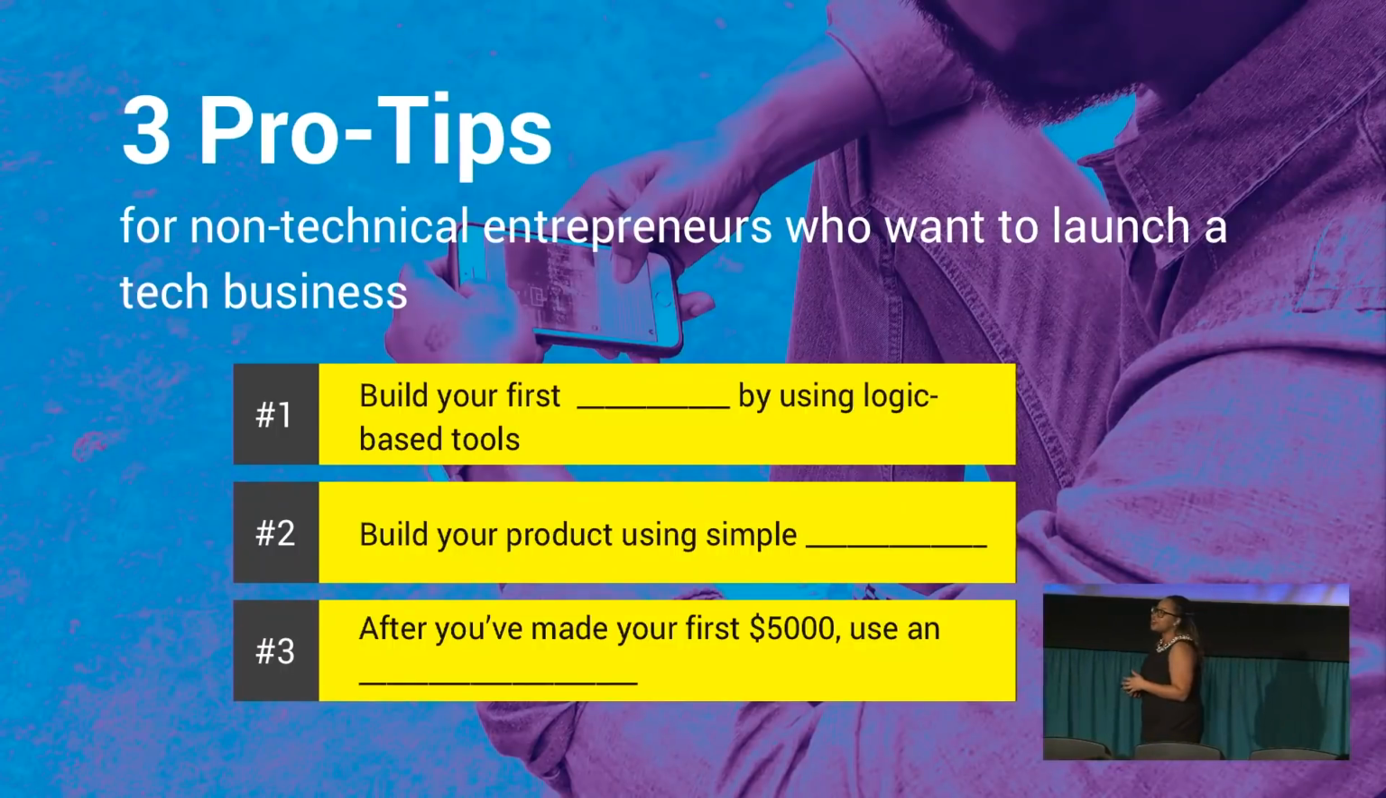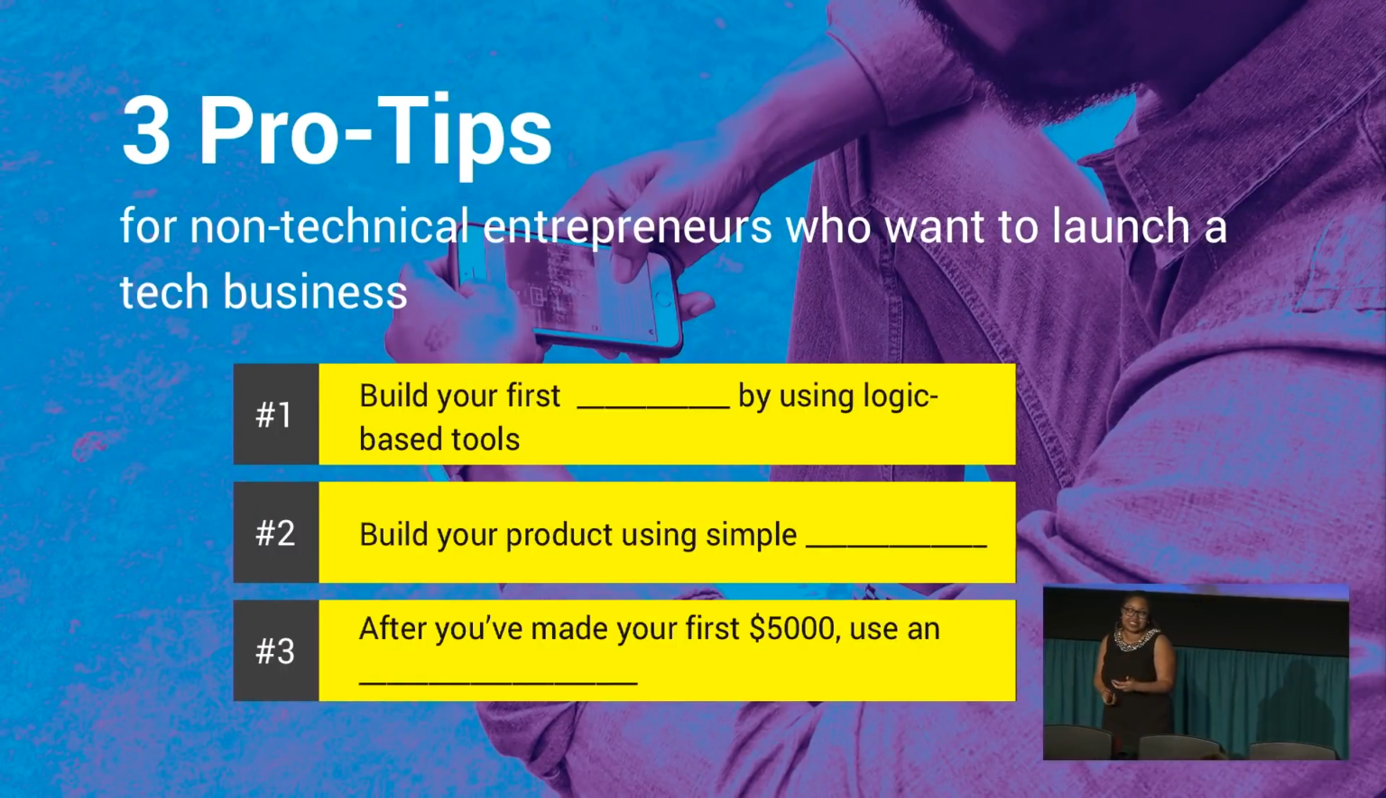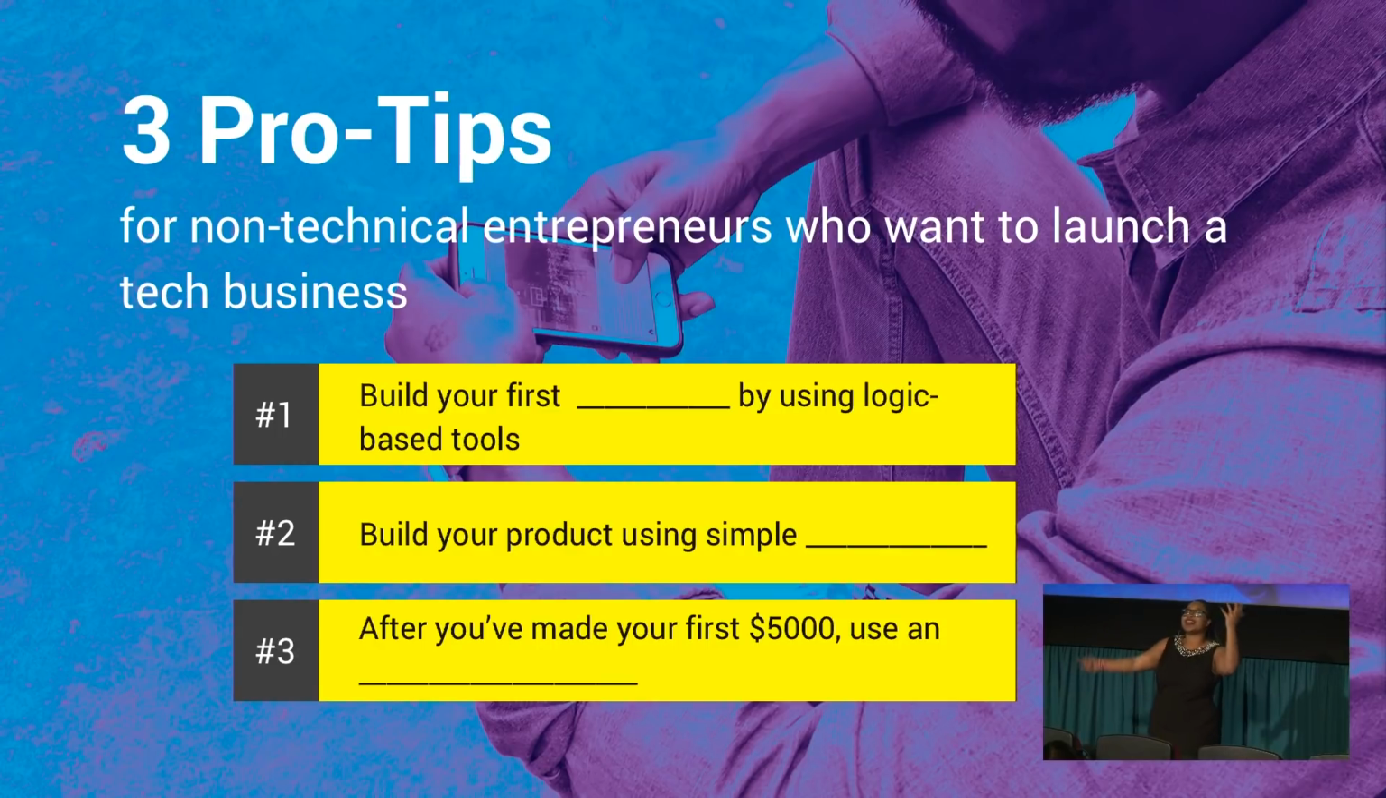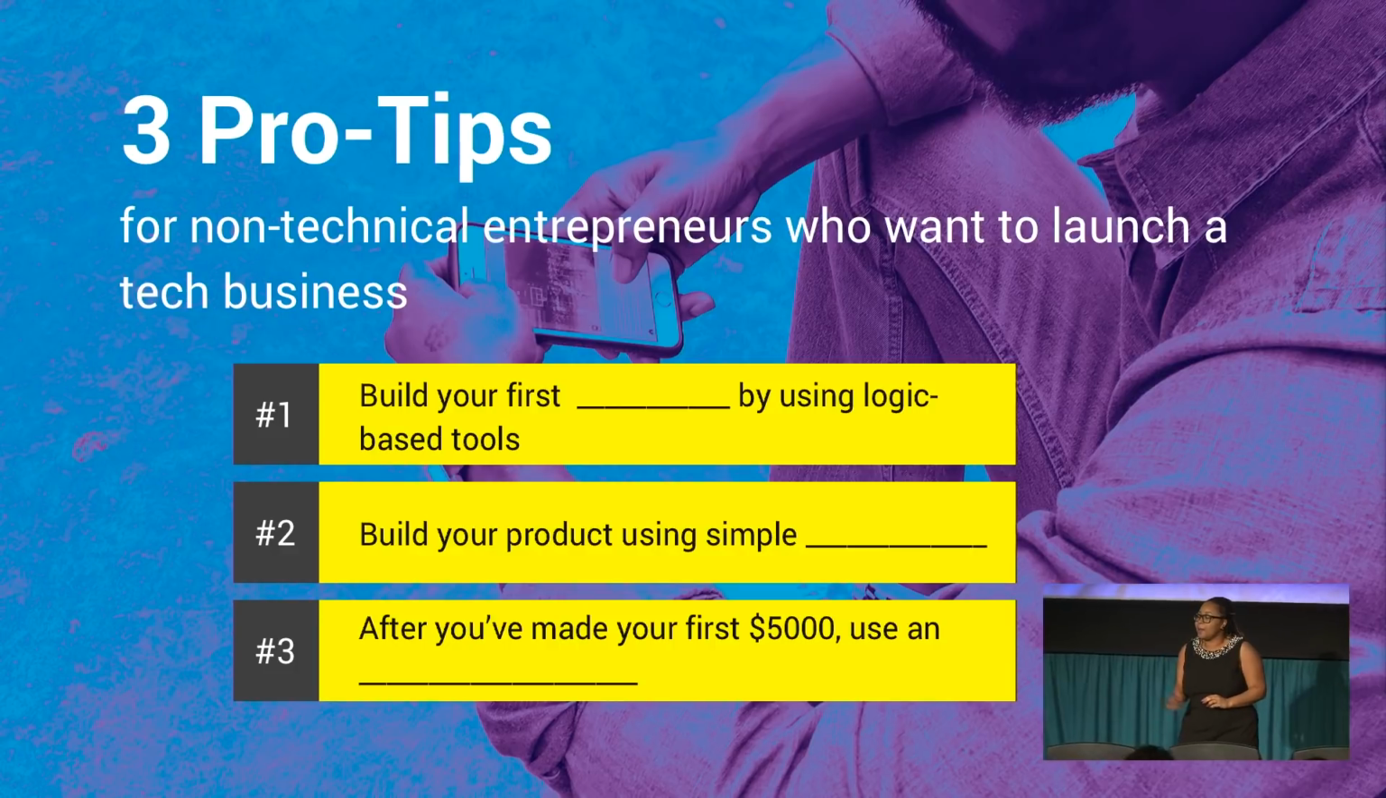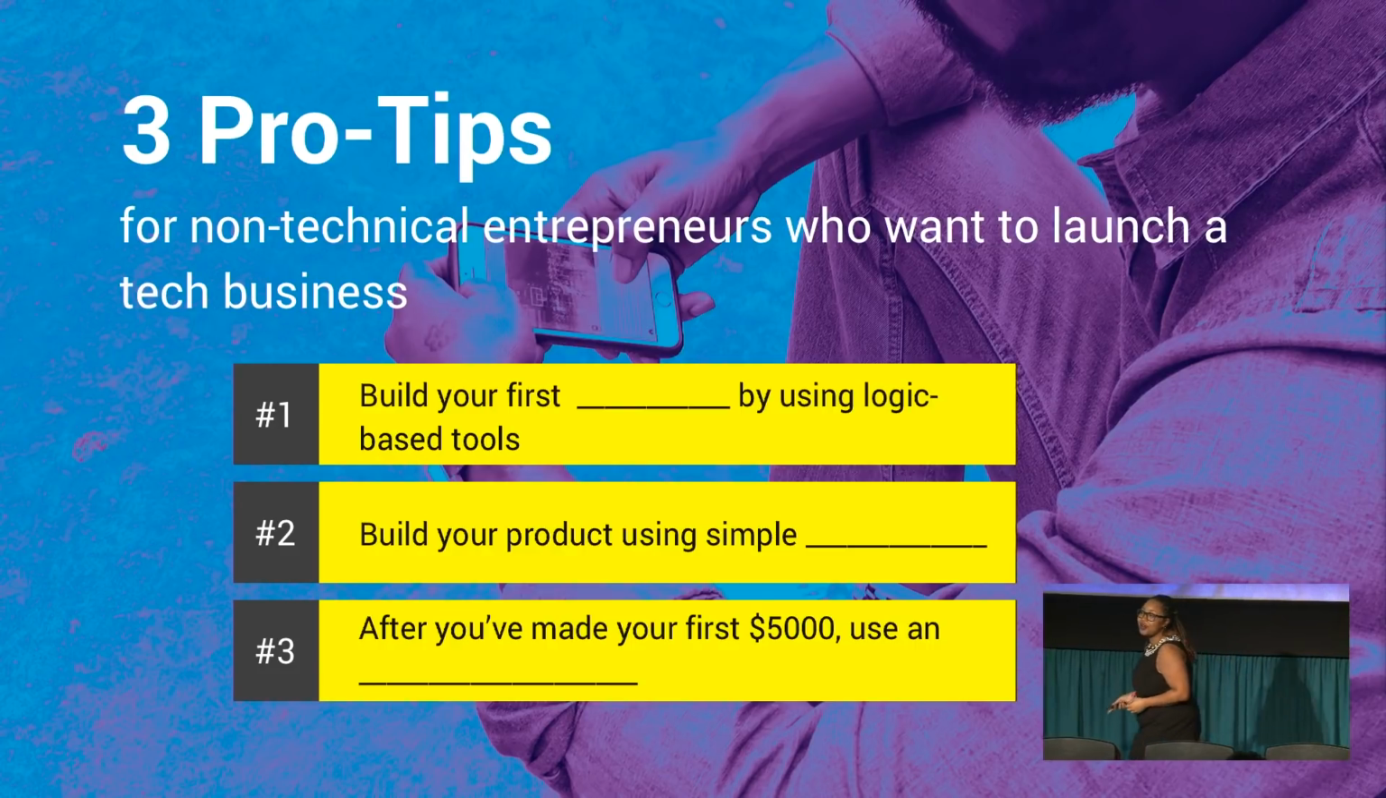So here's what we're going to go over today. I've really got 3 specific tips for non-technical entrepreneurs who want to launch a tech business. First of all, tip number 1, build your first blank by using logic-based tools. I'm going to fill in that blank for you as if we're playing Mad Libs or something. Tip number 2, build your product using simple blank. I will fill in what that tool and resource is for you. And after you've made your first $5,000, use a blank. I will fill all of those things in for you, but this is a really an overview of what we're going to talk about today. So let's jump right into it.